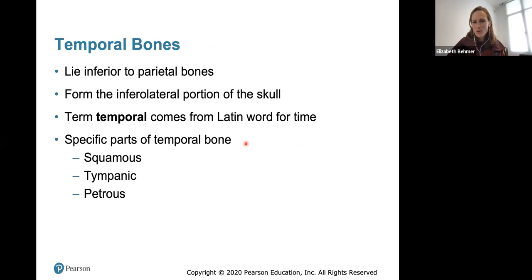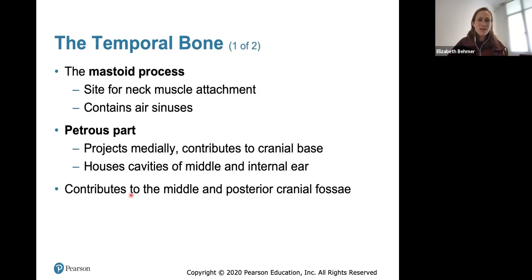The term temporal comes from the Latin word for time. In the specific parts of the temporal bone, you have a squamous, tympanic, and petrous portion. The mastoid process is the site for neck muscle attachment. The petrous part projects medially, and it contributes to the cranial base. And this is where your middle and internal ear will be housed.